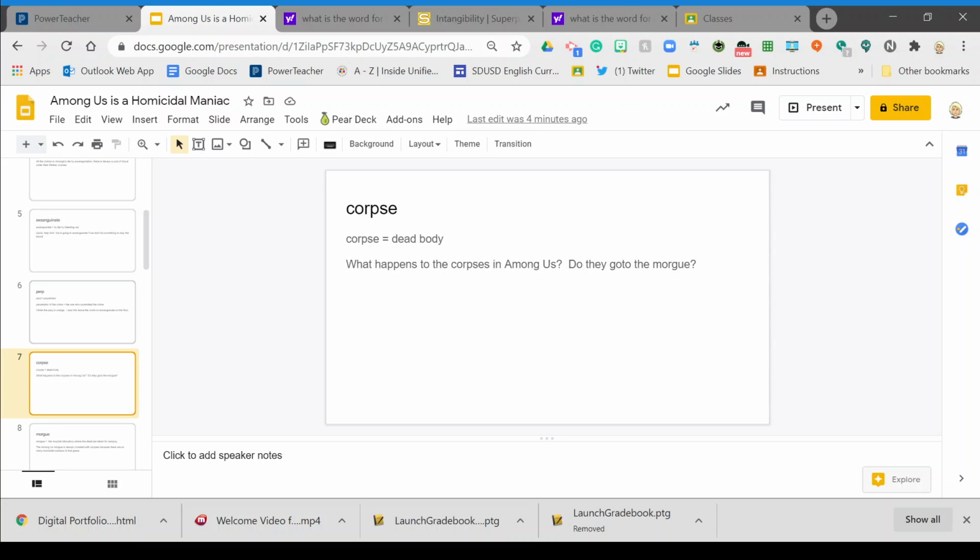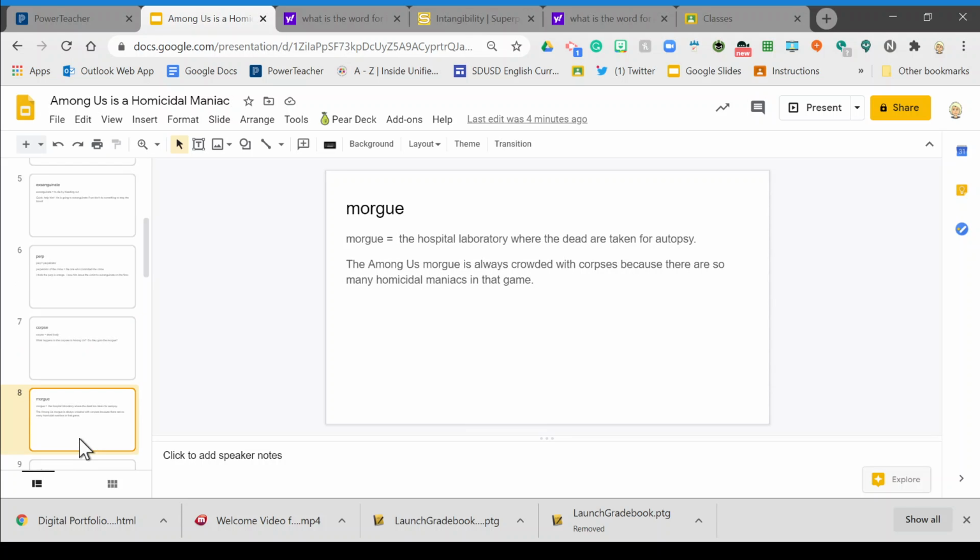Corpse. Corpse means a dead body. What happens to the corpses in Among Us? Do they go to the morgue? Morgue. Morgue is the hospital laboratory where the dead are taken for autopsy. The Among Us morgue is always crowded with corpses because there are so many homicidal maniacs in that game.